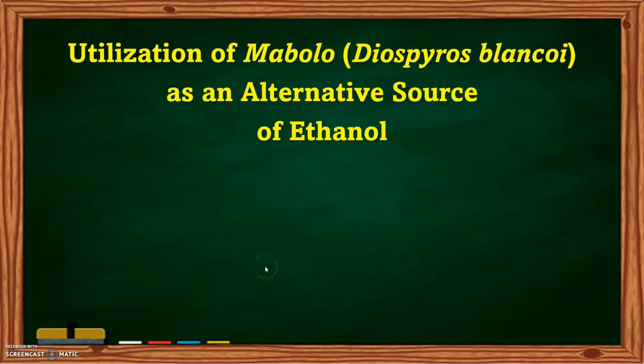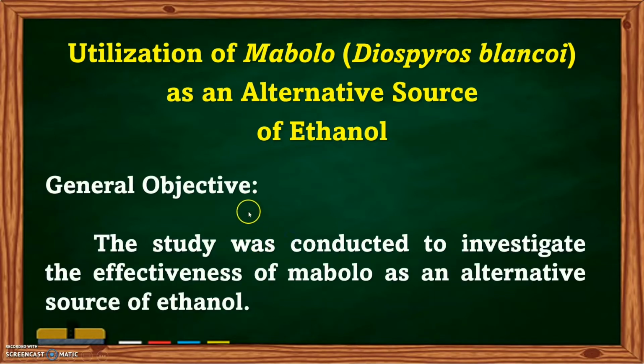Okay, panoorin natin to. Our example is the utilization of mabolo, Diospyros blancoi, as an alternative source of ethanol. This is the title of the research of one of the students. Okay, now, their general objective is this one. The study was conducted to investigate the effectiveness of mabolo as an alternative source of ethanol.